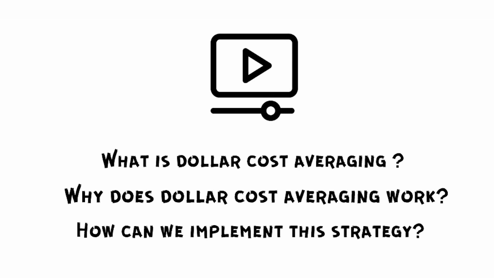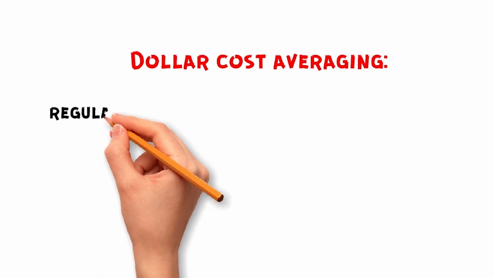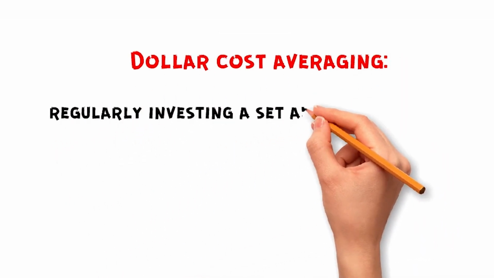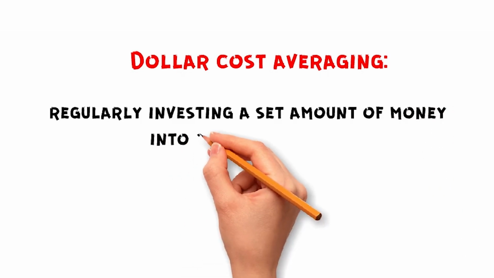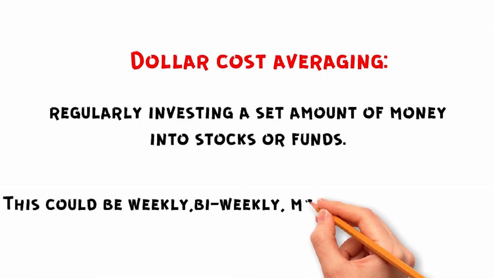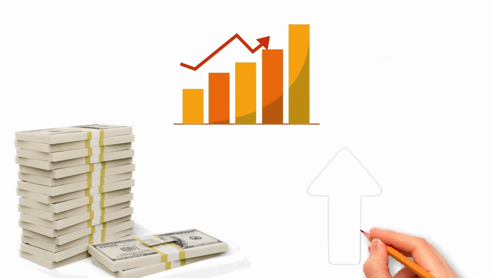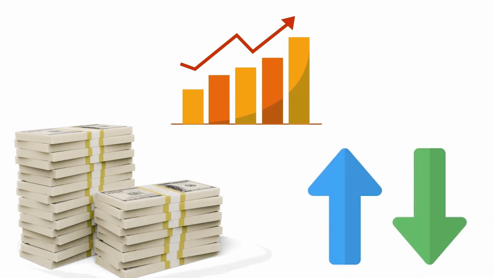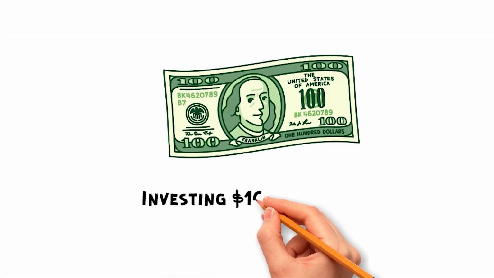strategy. Dollar-cost averaging is a straightforward investment strategy where you regularly invest a set amount of money into stocks or funds. This could be weekly, bi-weekly, monthly, or quarterly. Your money gets automatically invested in a chosen stock or fund, no matter whether the market goes up or down. For example, you are setting aside $100 every week to invest in a stock.